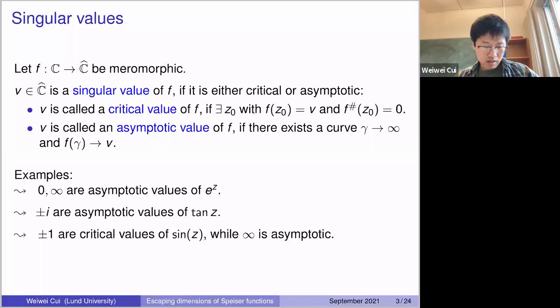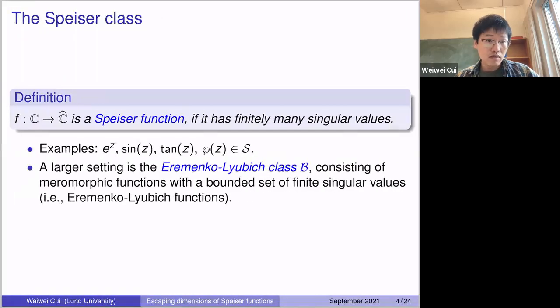With the definition of singular values, I recall the definition of the Speiser class, which means the function has only finitely many singular values. Here I include infinity in the definition of singular values. So it could be that infinity is a singular value, but it can also happen that infinity is not a singular value. For example, for the tangent function, infinity is not a singular value. On the other hand, entire functions like the exponential function and the sine function both have infinity as a singular value.